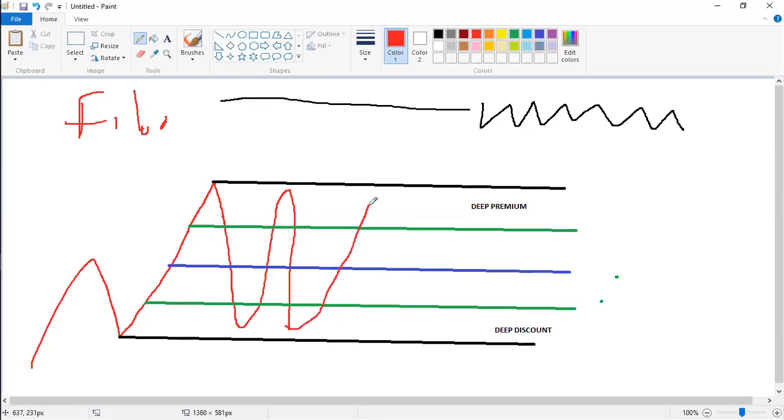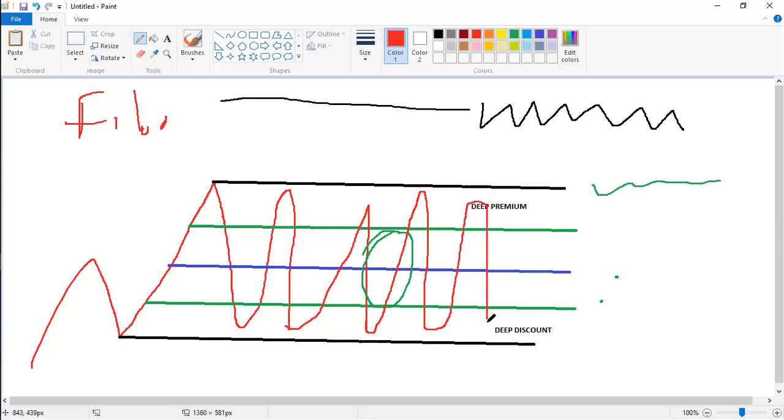in deep premium and only buy in deep discount. In between here, we don't do anything because price likes to range here. They like to do this. So only buy in deep discount, sell deep premium, buy deep discount, sell deep premium, and also deep discount, right?